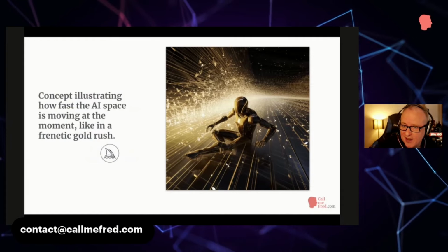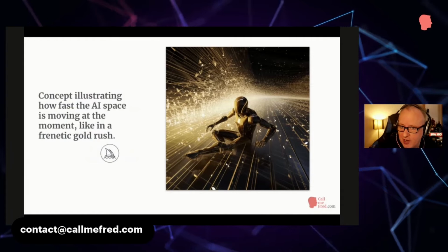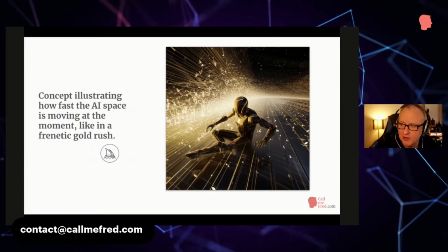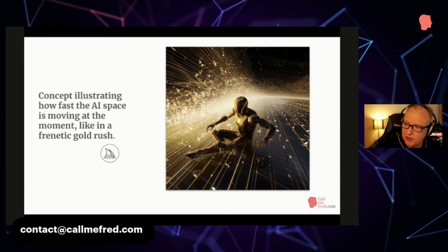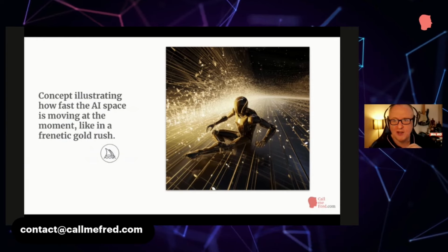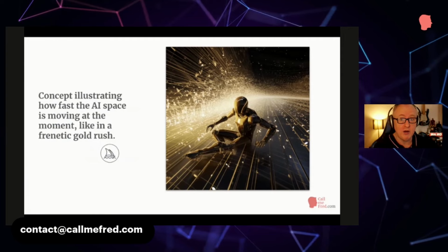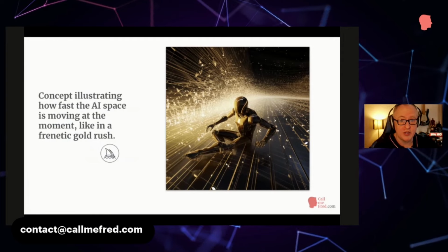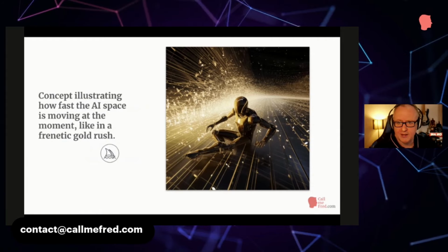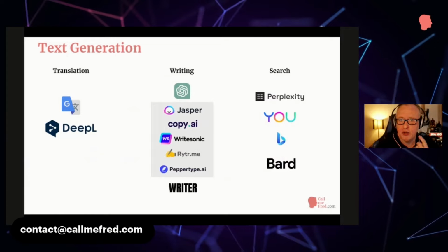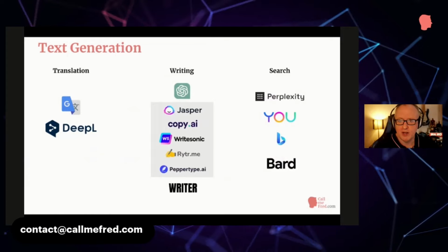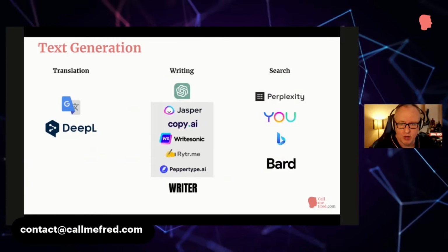Here you can see an illustration from MidJourney based on the following prompt. Concept illustrating how fast the AI space is moving at the moment, like in a frenetic gold rush. It's indeed an unparalleled moment in the history of technology, which raises tons of questions, including some existential ones. ChatGPT is currently the number one interface to interact with a large language model, but it's not the only one.